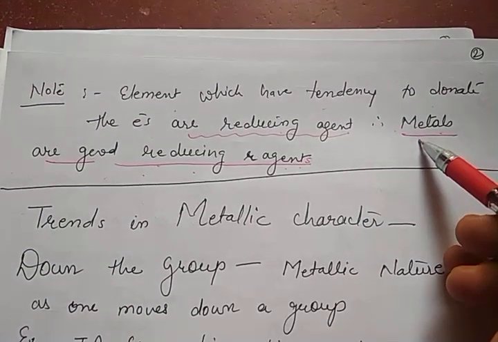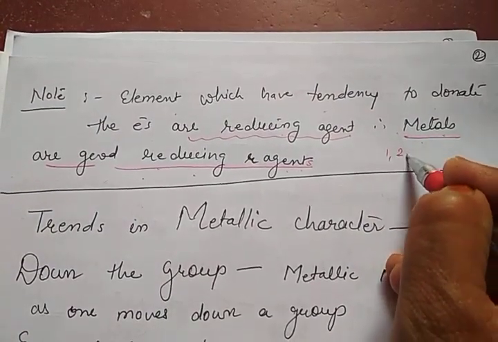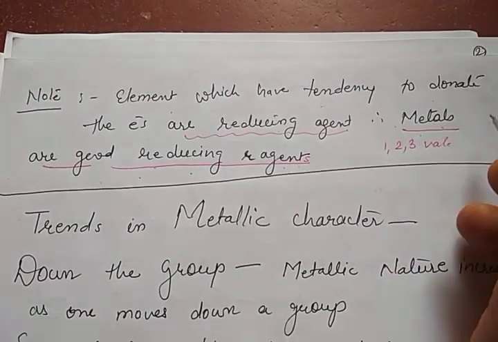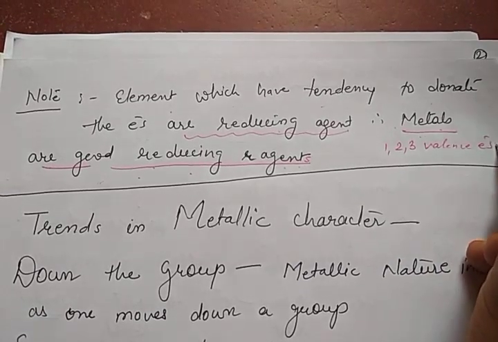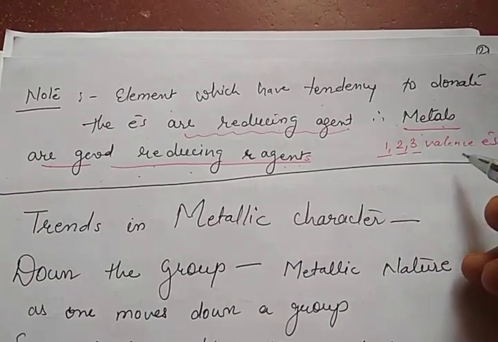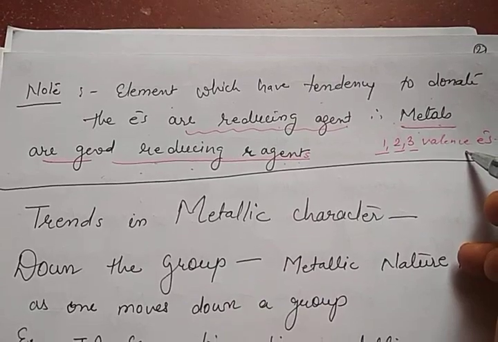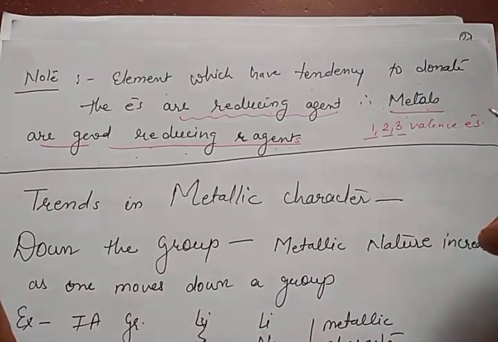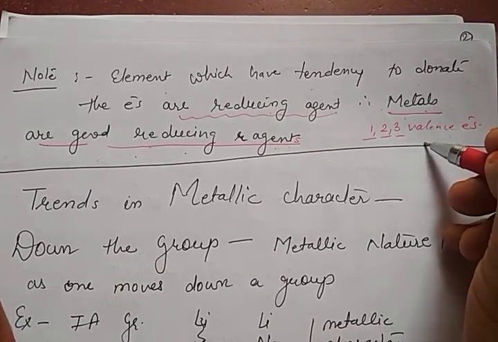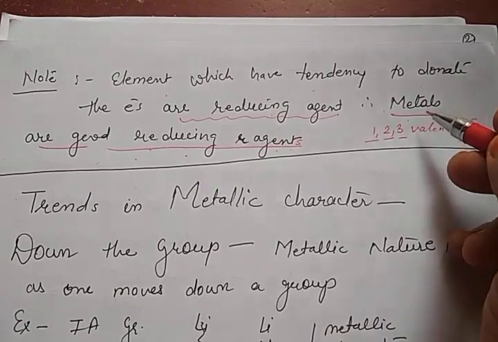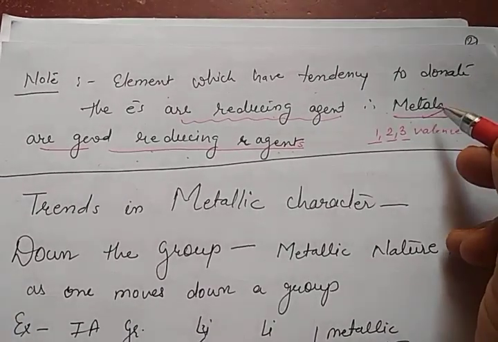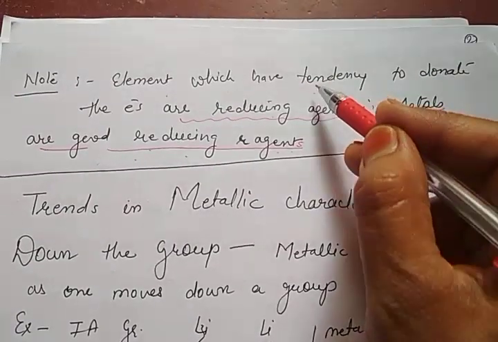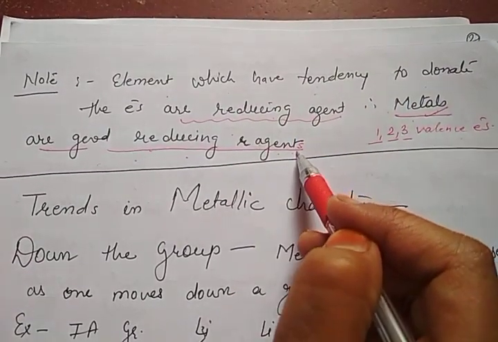Metals are actually those elements which have 1, 2 or 3 valence electrons, which are easy to donate to attain the octet. To attain the octet, the element can donate 1 electron easily, 2 electrons easily, or 3 electrons easily. And thus the elements which donate electrons can be called metals. And due to this tendency, they are called good reducing agents.